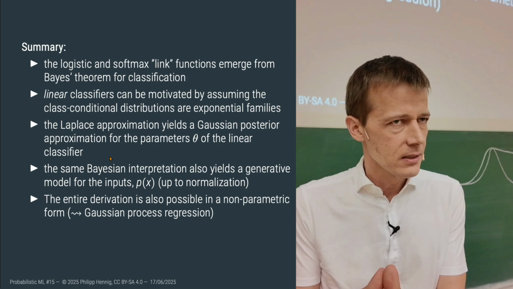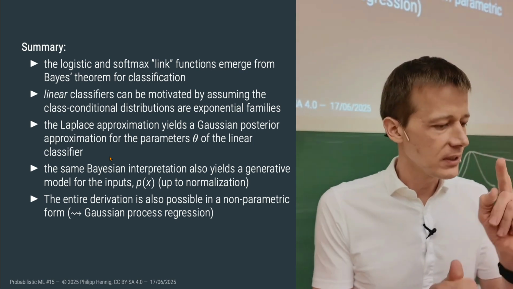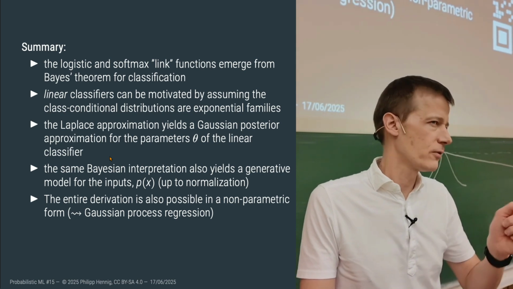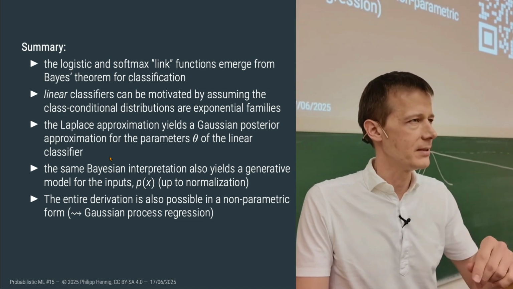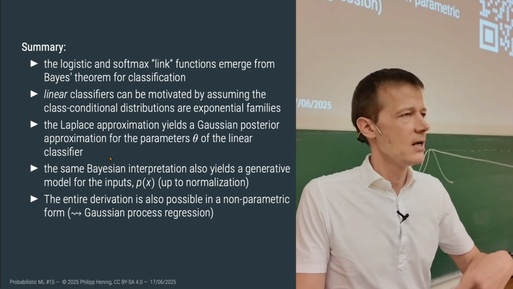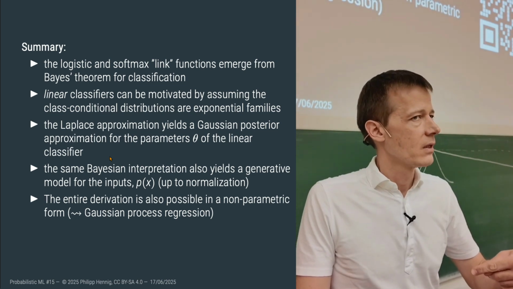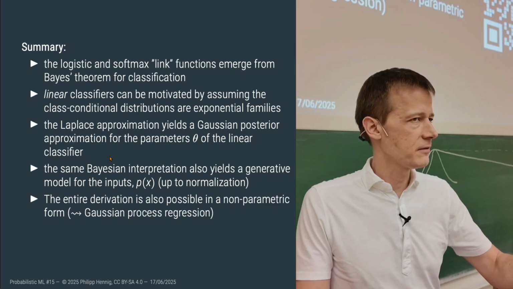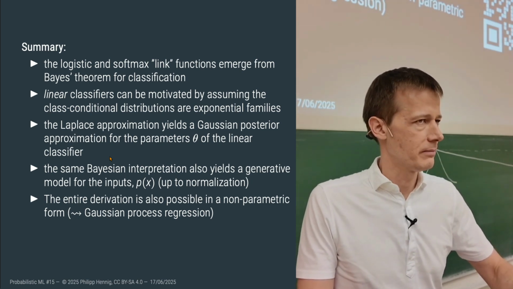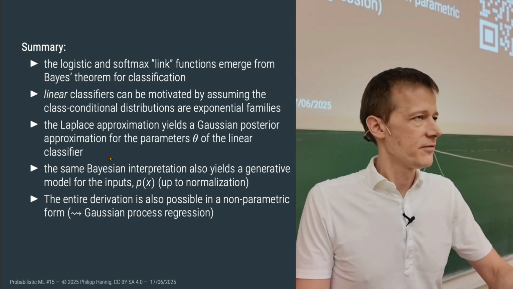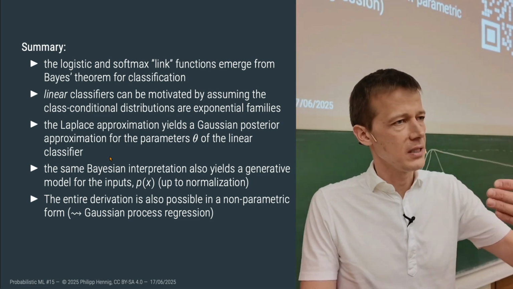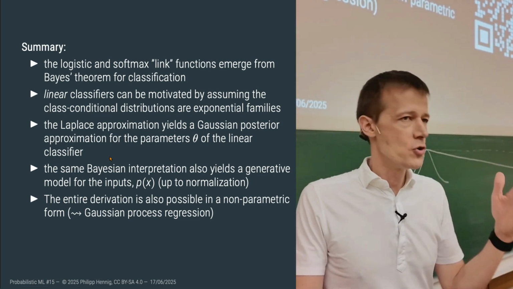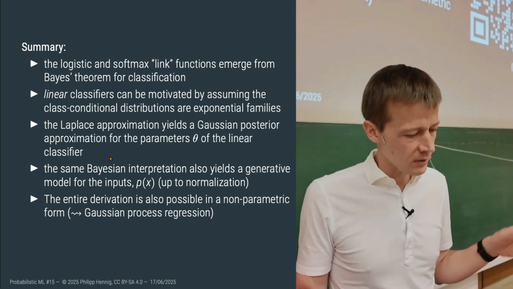What did we do today? Please give feedback. What did we do today? We realized that the structure of deep learning problems, well, so far they're still shallow learning problems, but they'll soon be deep. The structure of shallow learning problems can be motivated from the probabilistic perspective. In particular, the softmax and logistic link functions are just Bayes' theorem. Linear forms for classifiers are associated with the idea of exponential family distributions. Non-linear forms will be non-exponential families.